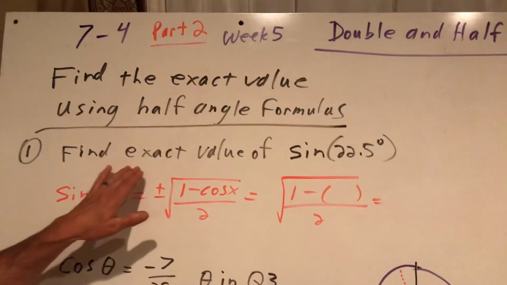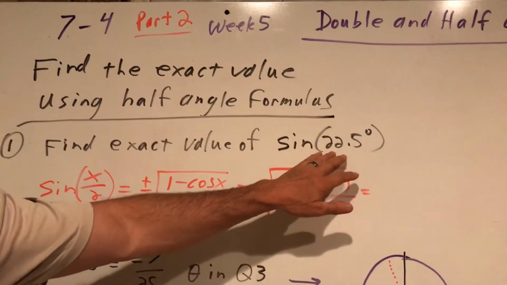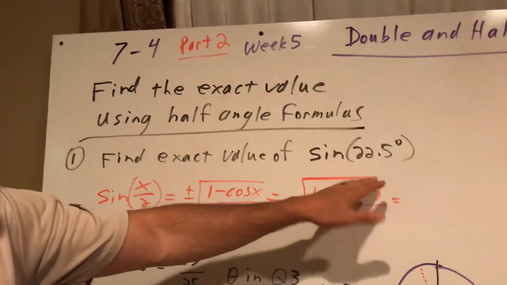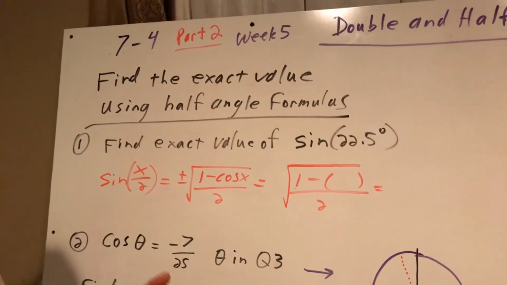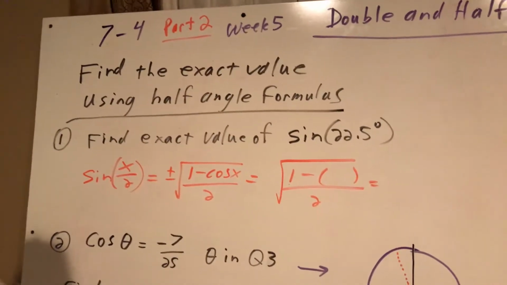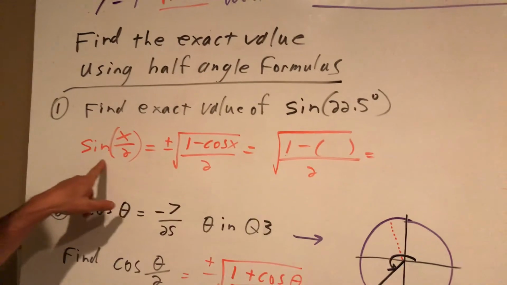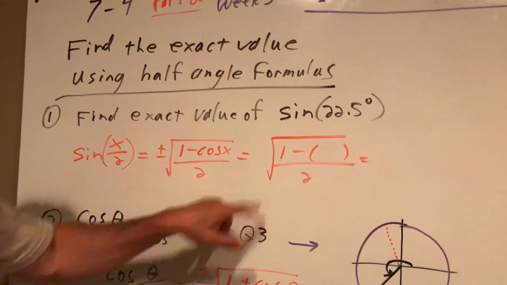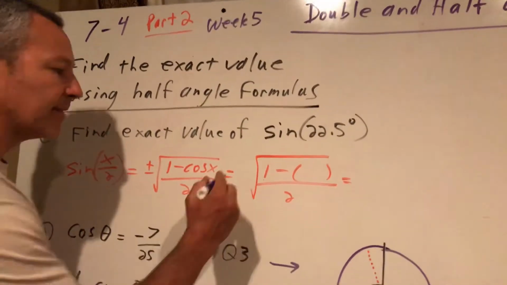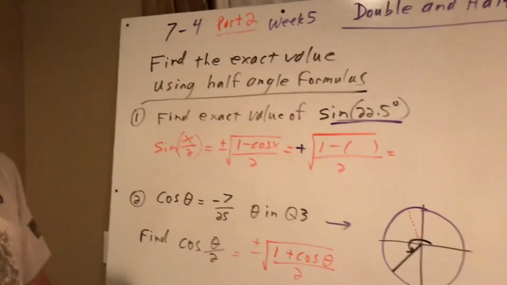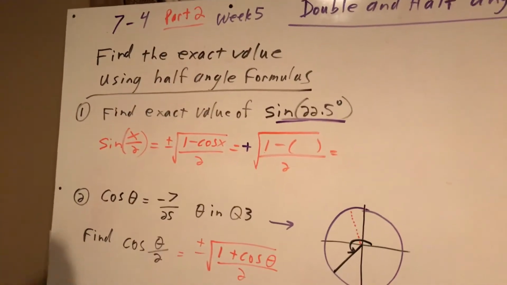Our first problem is find the exact value of sine of 22.5 degrees. That's one we certainly don't know. If you think about 22.5 degrees, that angle is in quadrant 1, so it's positive. So this is the formula right here. When I come over here, I'm going to choose the positive value because I know that that's in quadrant 1 and sine's positive there. So I have to know that and make that determination.